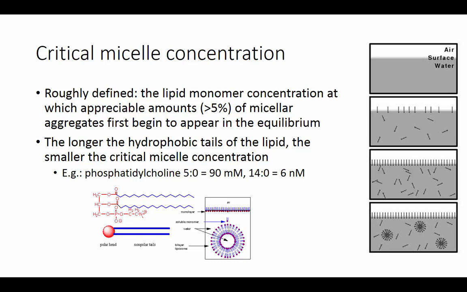And we can quantitate lipids in certain ways, and that's how they interact in solution, both with each other and with the water that surrounds them. There's a concept called critical micelle concentration. This is true for lipids and detergents. Roughly defined, critical micelle concentration means the lipid monomer concentration at which appreciable amounts, which seems to be greater than 5%, of micellar aggregates form. And what's a micellar aggregate?